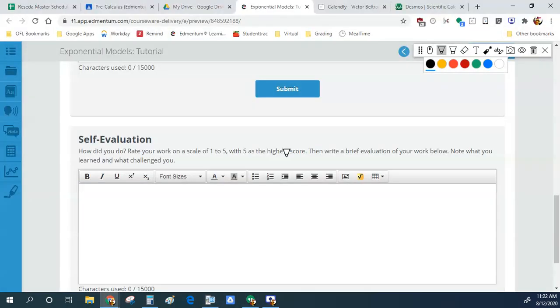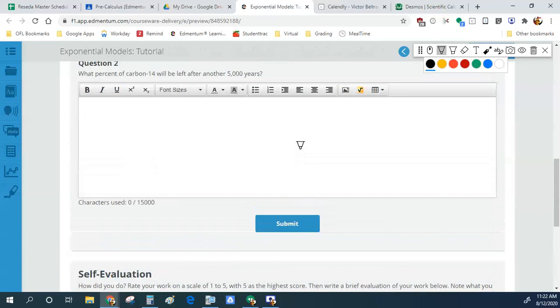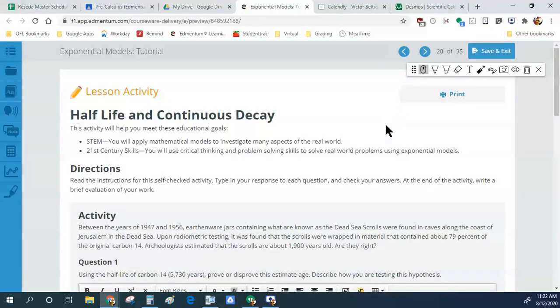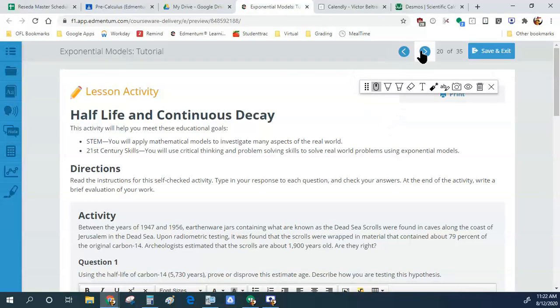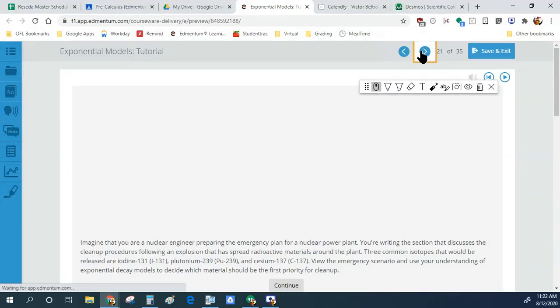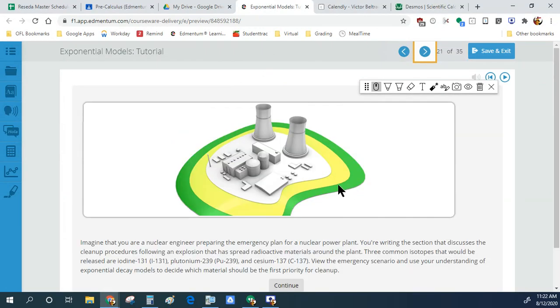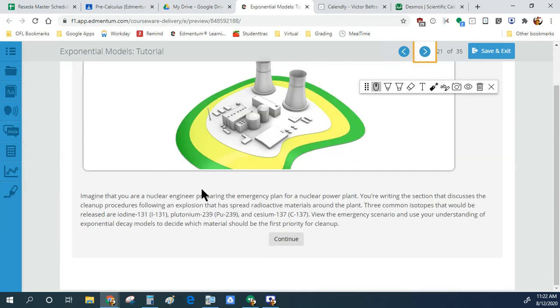The next one, oh, self-evaluation. So after that, you're done with this section. Let's move on to the next one. Does everybody understand half-life okay? All right, cool. So imagine you're a chemical engineer.